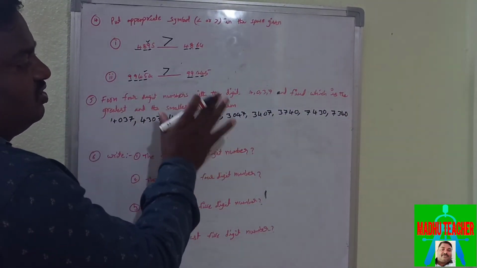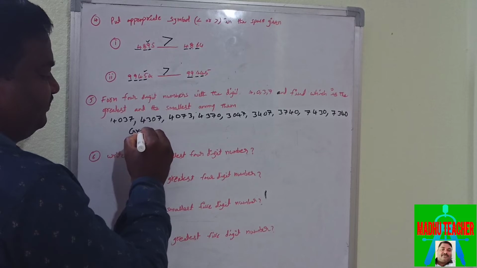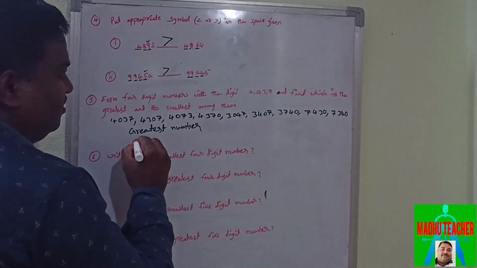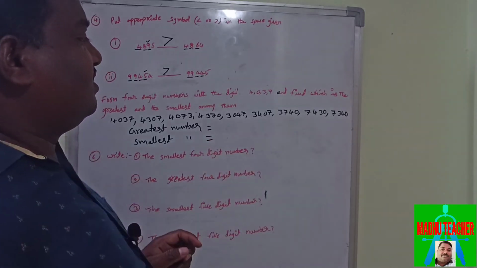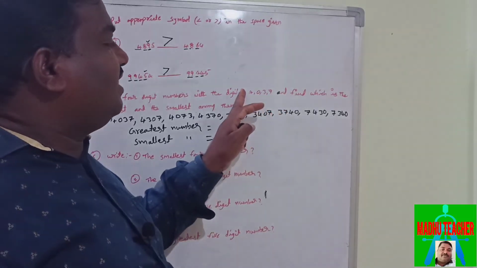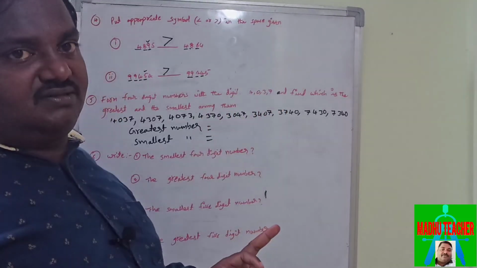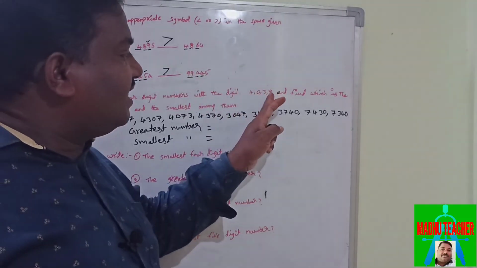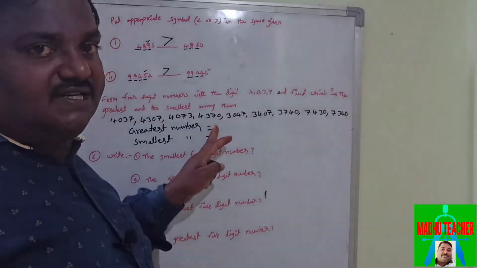So from among these, by using these digits, you have to write the greatest number and the smallest number. Okay. So what is the greatest number? How can you write the greatest number? To form the greatest number, you have to write the greatest digit among these four first from left.